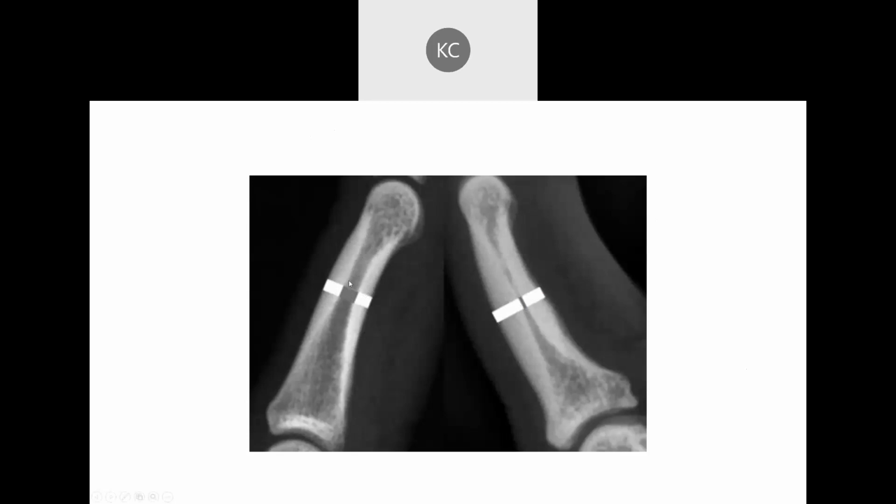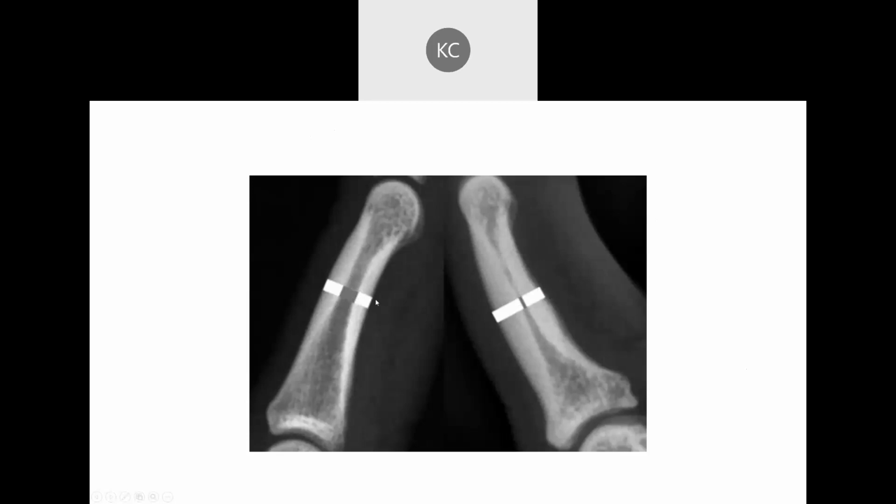This gray region is representing the thickness of the medullary cavity. So here you see it's this thick. If you look at this one on the right, it's extremely thin. Right. So this turns out to be the hand of a rock climber on the right and the hand of a non-rock climber on the left.